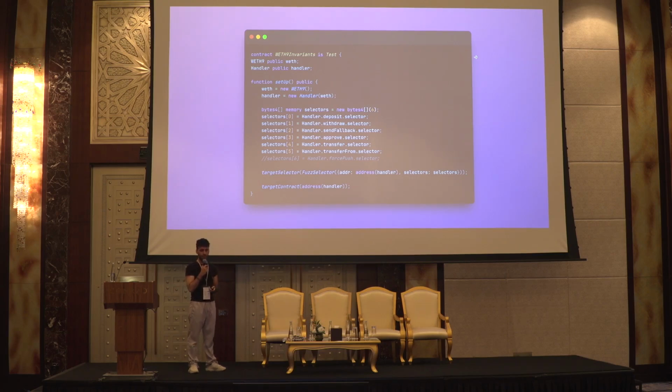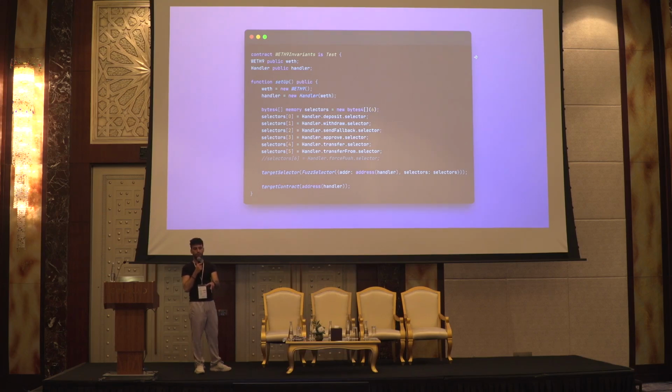In this case, in the setup function, we are starting with a clean state. We deploy the new wrapped ETH contract. We deploy the new handler. We give the address of the wrapped ETH contract to our handler. And then we have this weird array of bytes for function selectors. And this is telling Foundry we want to call all these functions from our handler contracts.